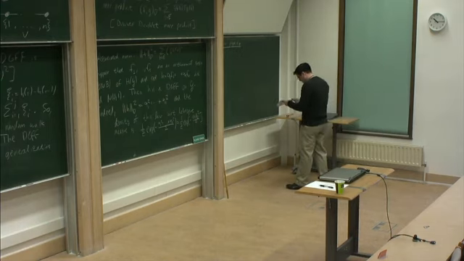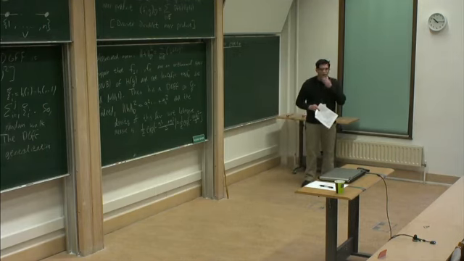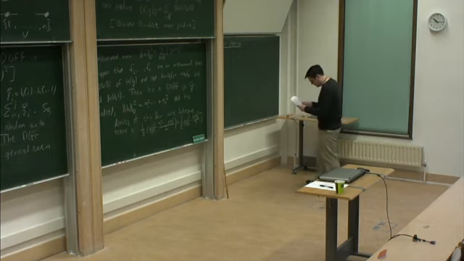So I'm going to do the Markov property for the discrete Gaussian free field. And then after this, I'm going to derive what its covariance function is.